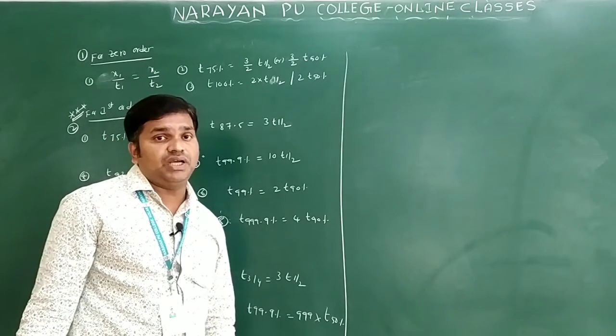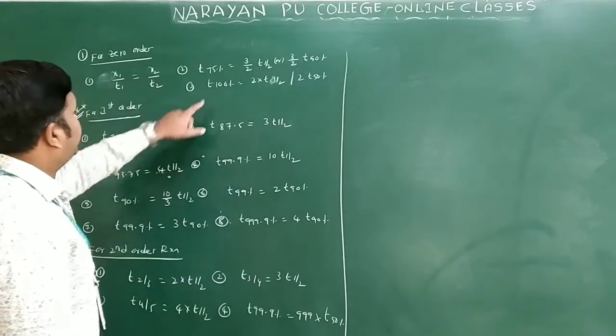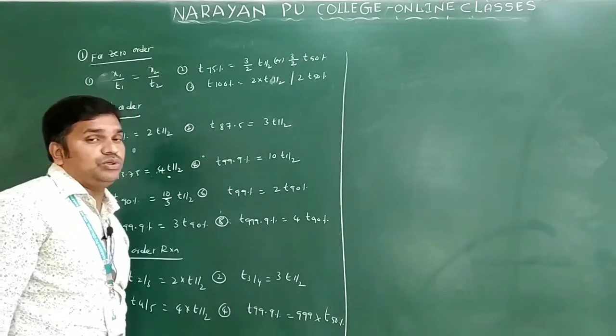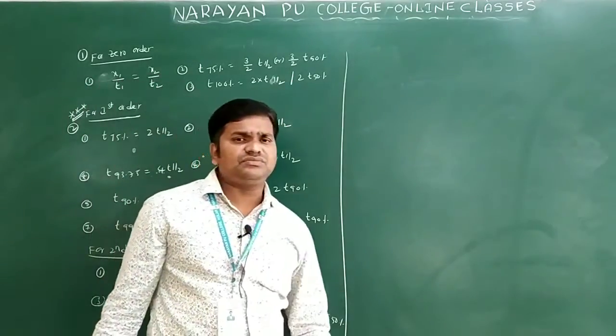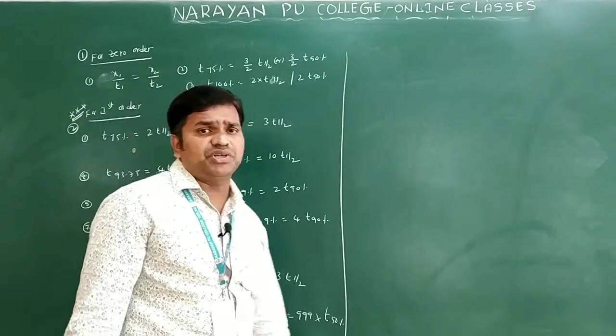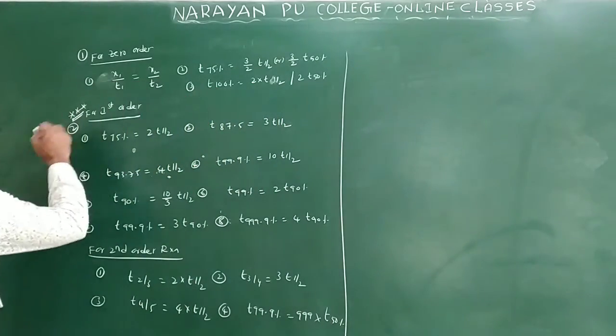T 50% in the sense of the initial concentration. Next we can see one more: T 100% is equal to 2 into T of, or 2 into T 50% you will take. Now we can go for the first order reaction.